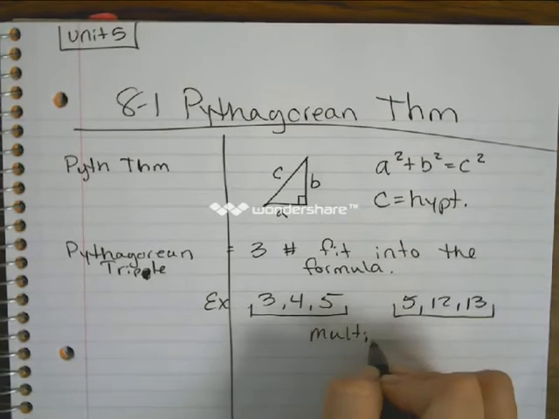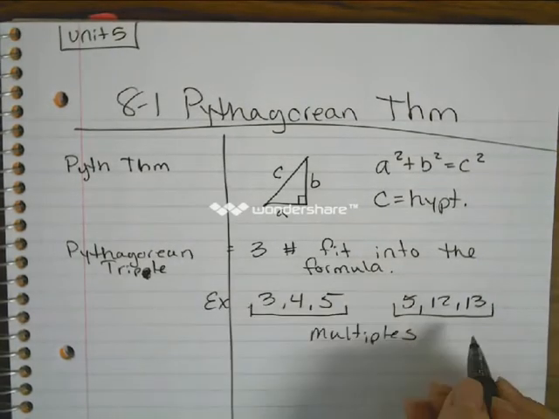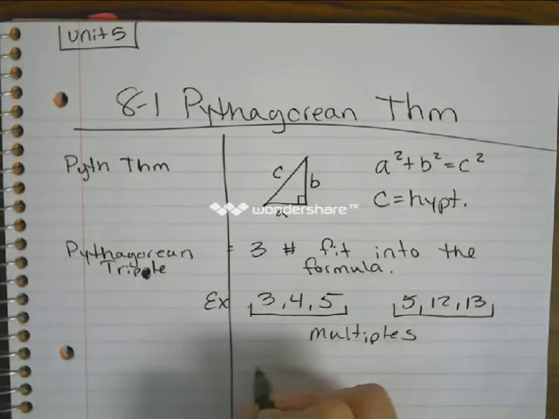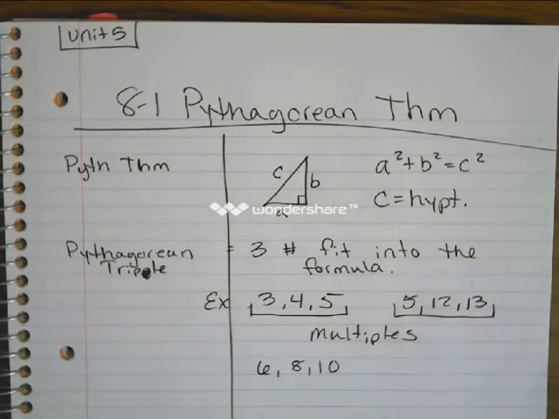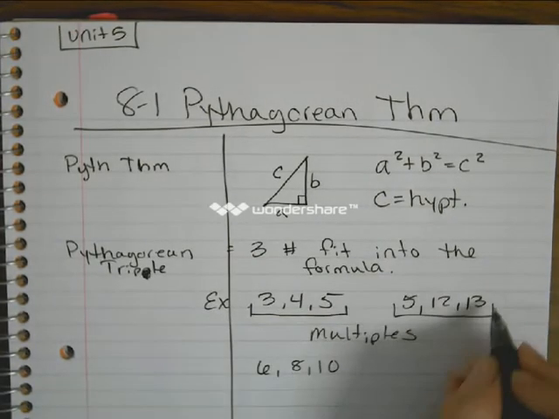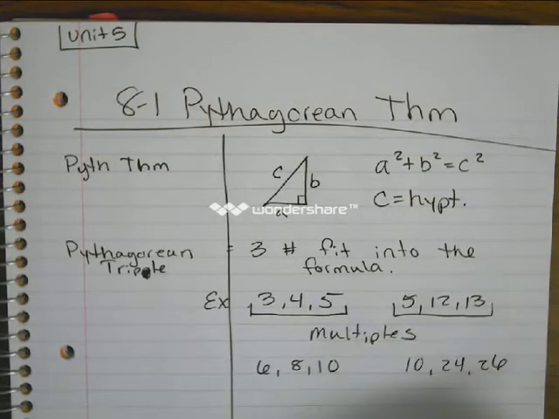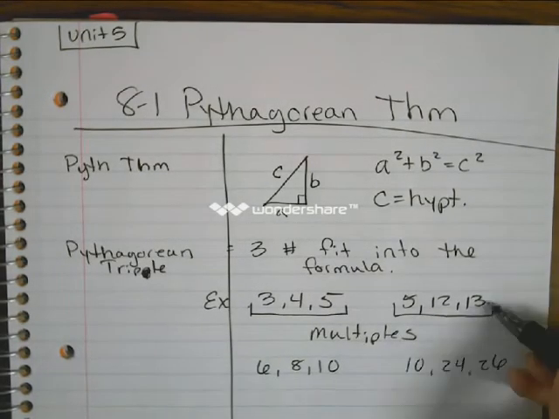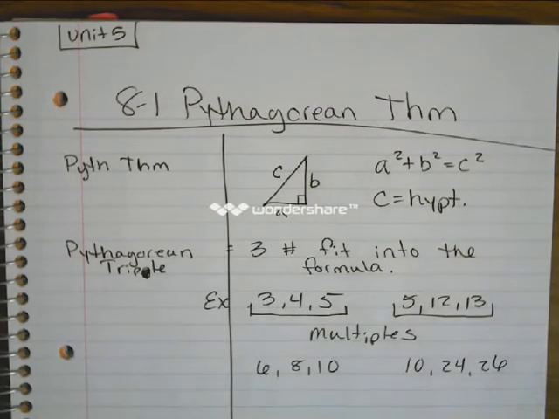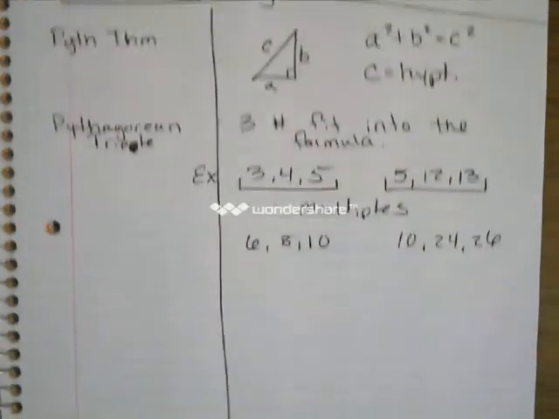So if 3, 4, 5 is a Pythagorean triple, then wouldn't 6, 8, and 10 also be? And if 5, 12, and 13 is, then 10, 24, and 26 would also be. So if you notice that something is a multiple of one of these, it will work as well. Okay. All right, let's get to some basic examples.